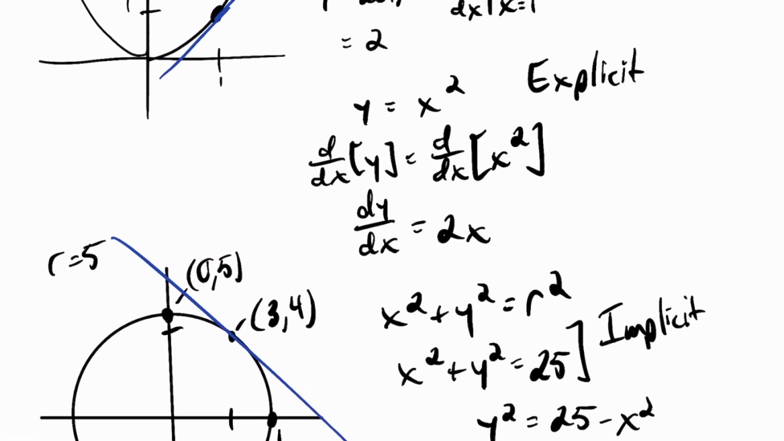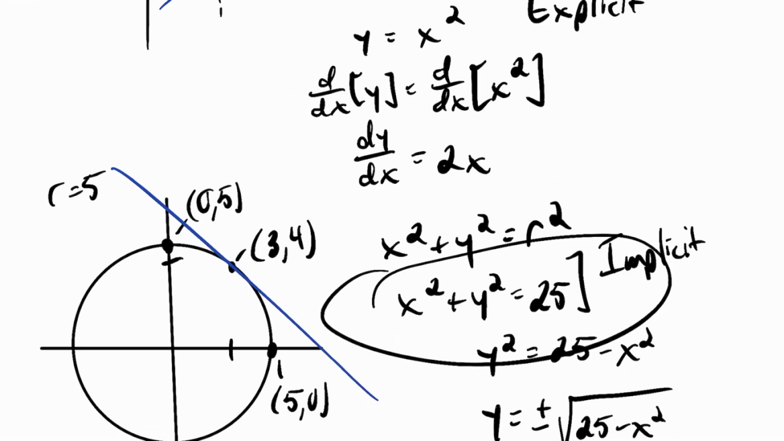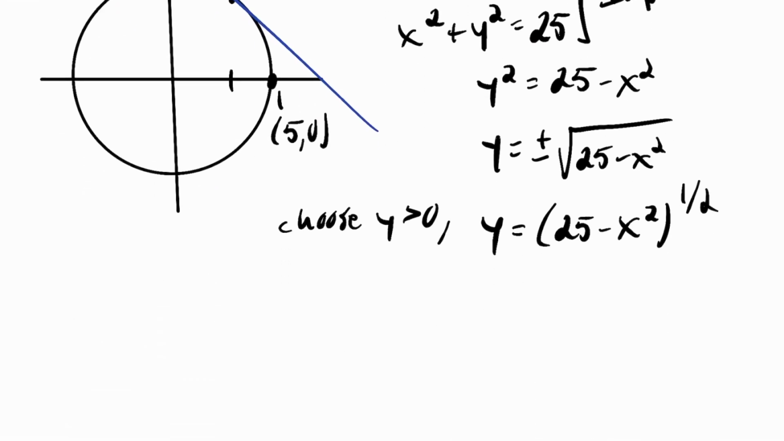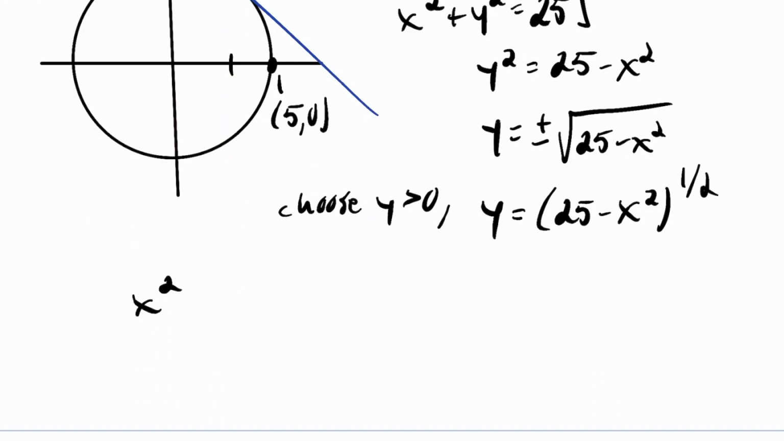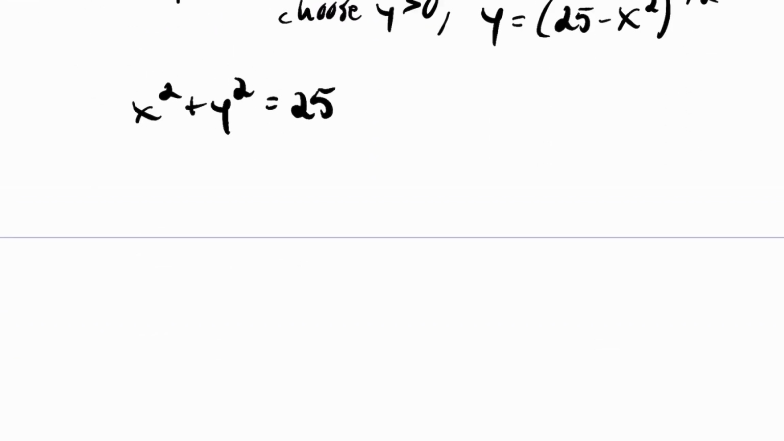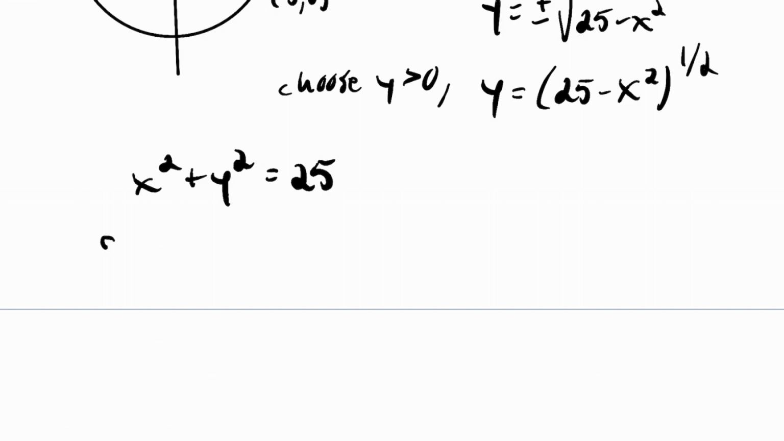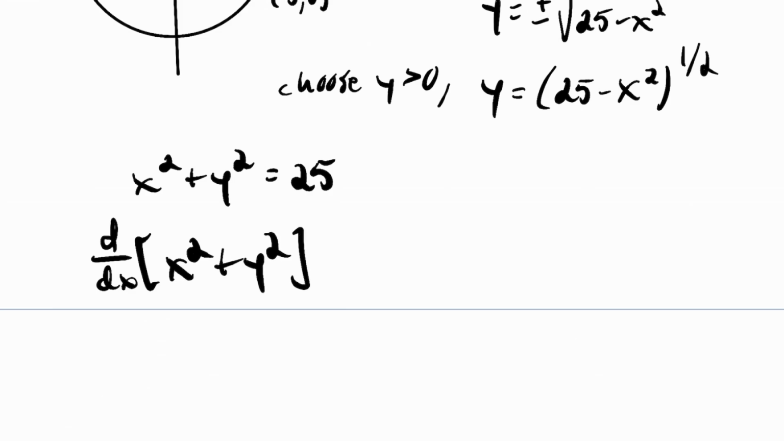So I'm going to just take this equation and apply the derivative to both sides. So I've got x squared plus y squared equals 25. Now I'm going to apply the derivative to both sides. Now the right-hand side is going to be pretty easy because we just have the derivative of a number. As you probably know right away, the derivative of a number is 0.